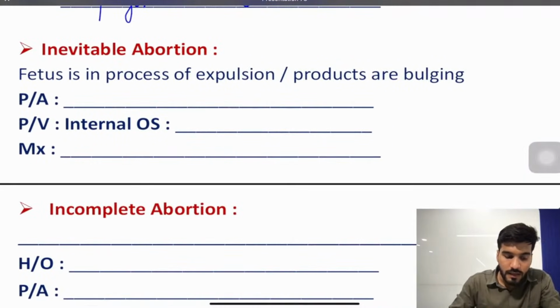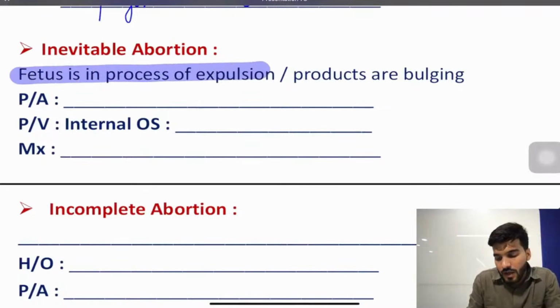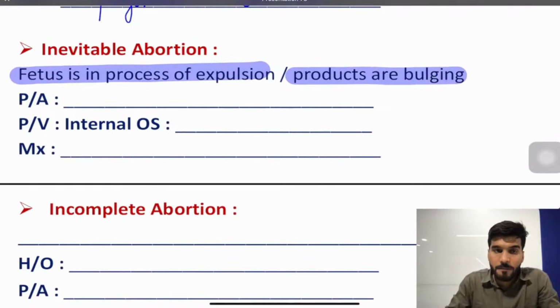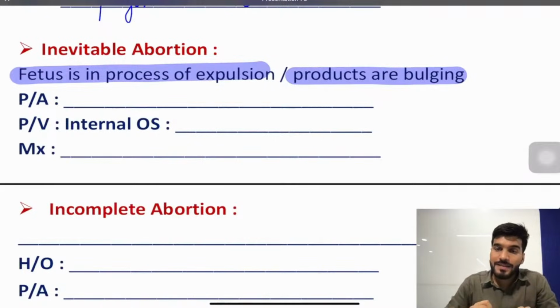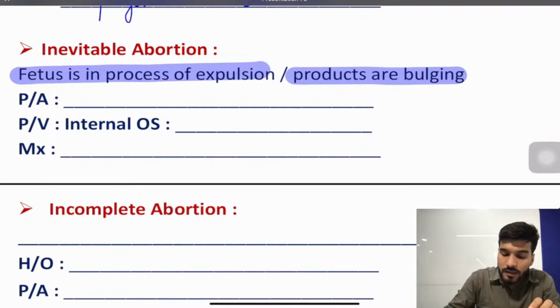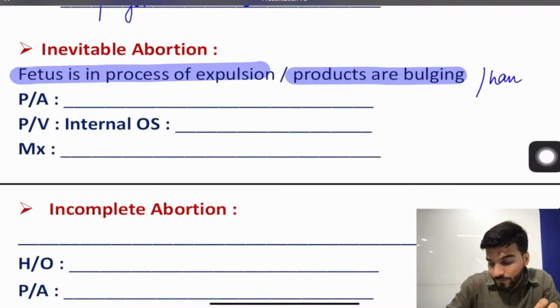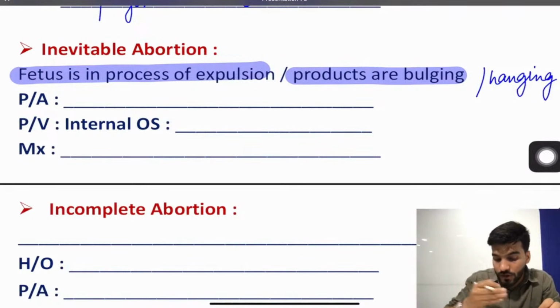The second one is inevitable abortion. So what is inevitable abortion? The fetus is in the process of expulsion and the products are bulging. When you go and check, you will see the products are bulging, or they will mention the products are hanging. The products are just in the process of going out.